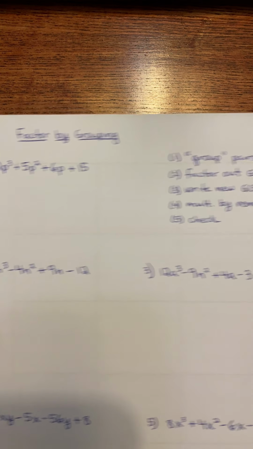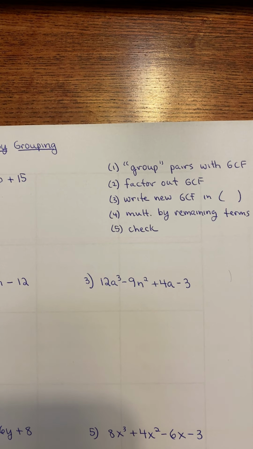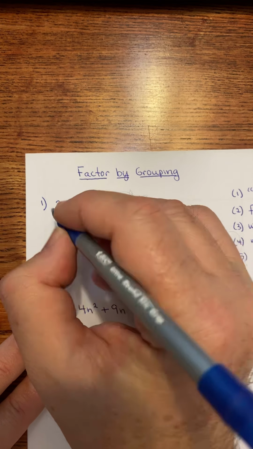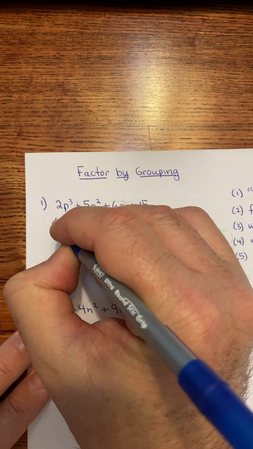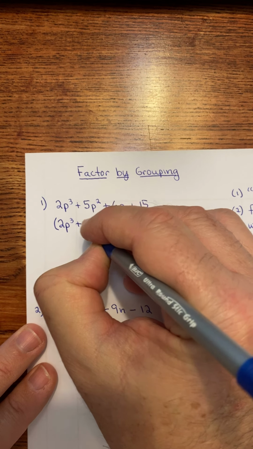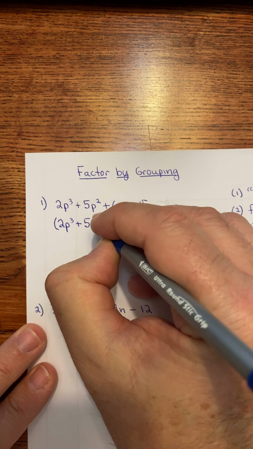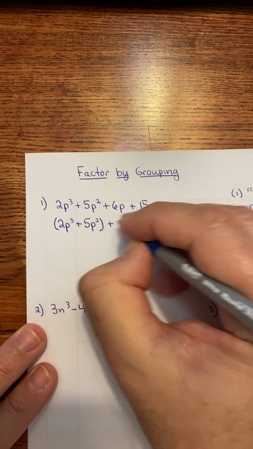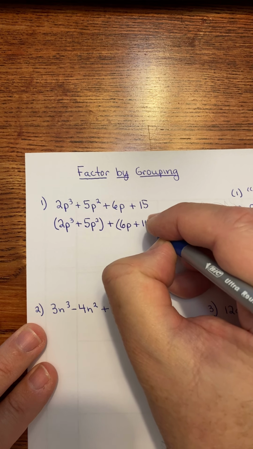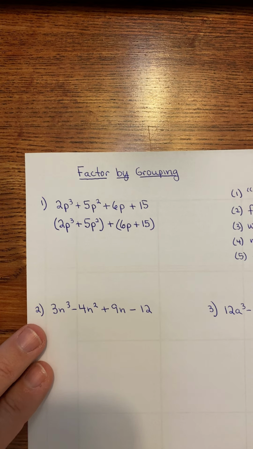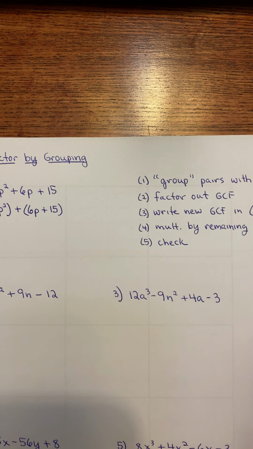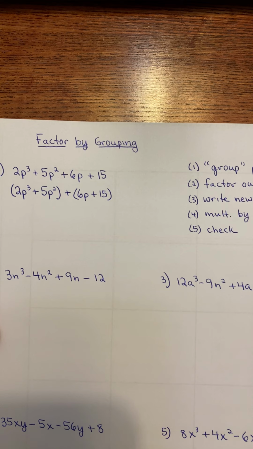So step number one, group pairs with the GCF. These first two have a GCF. I'm going to group them together. Sometimes it's the first and the second, sometimes it's the first and the third, sometimes it might be the first and the last. I'm going to group the last two together. Okay, so that's what I mean by group them in pairs that have a GCF. Sometimes the GCF is 1, and we'll see one of those in a minute.